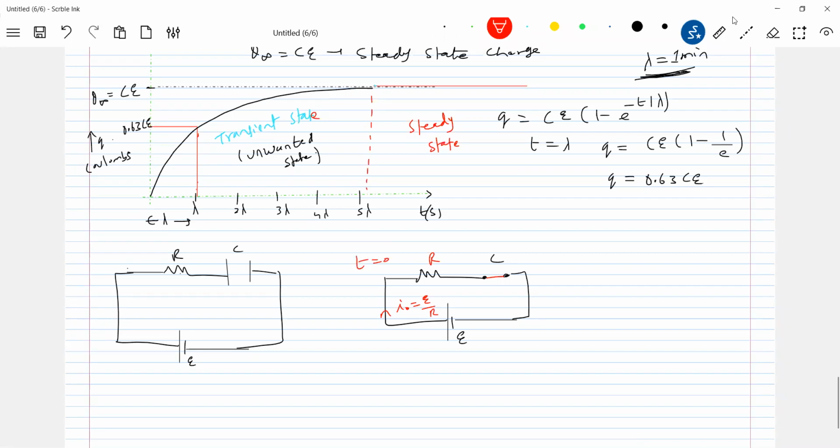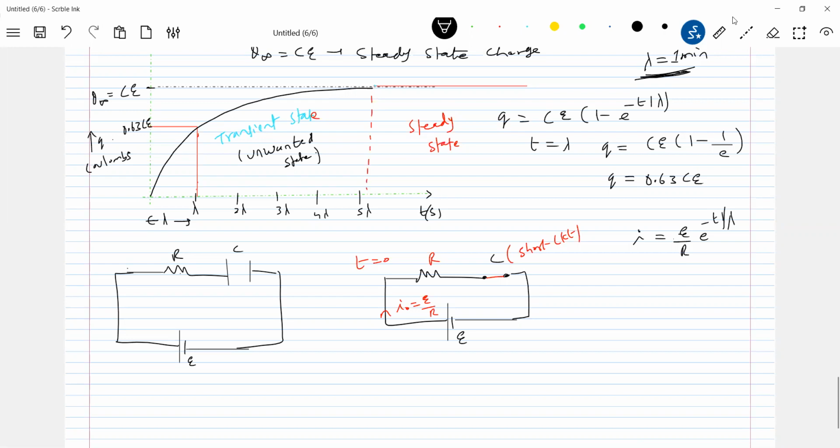This is t equal to 0. In place of the capacitor, what should you write? Short circuit. Why, sir, are you replacing it with a short circuit? At t equals 0, what is the expression for current? Look at this equation. Put t equals 0, e to the power of 0 is 1, so the current will be e by R. So there should be only one resistor in the cell. So in place of the capacitor, I place a short circuit.